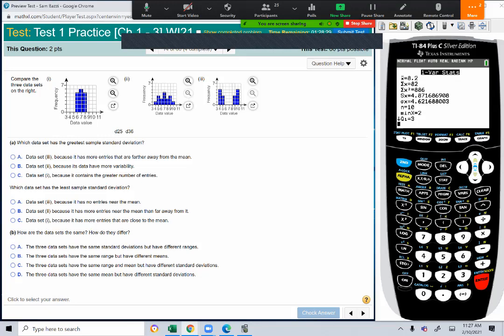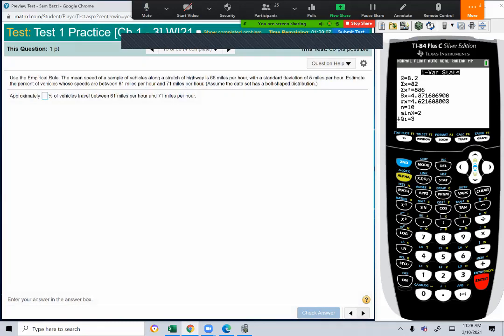Which data set has the least standard deviation? It will be 1. How are the data sets the same? How do they differ? It looks to me, guys, that they all have the same mean. Look, 7 here, 7 is in the center, and 7. So they have the same mean, but different standard deviations. Same mean, different standard deviations. Next.